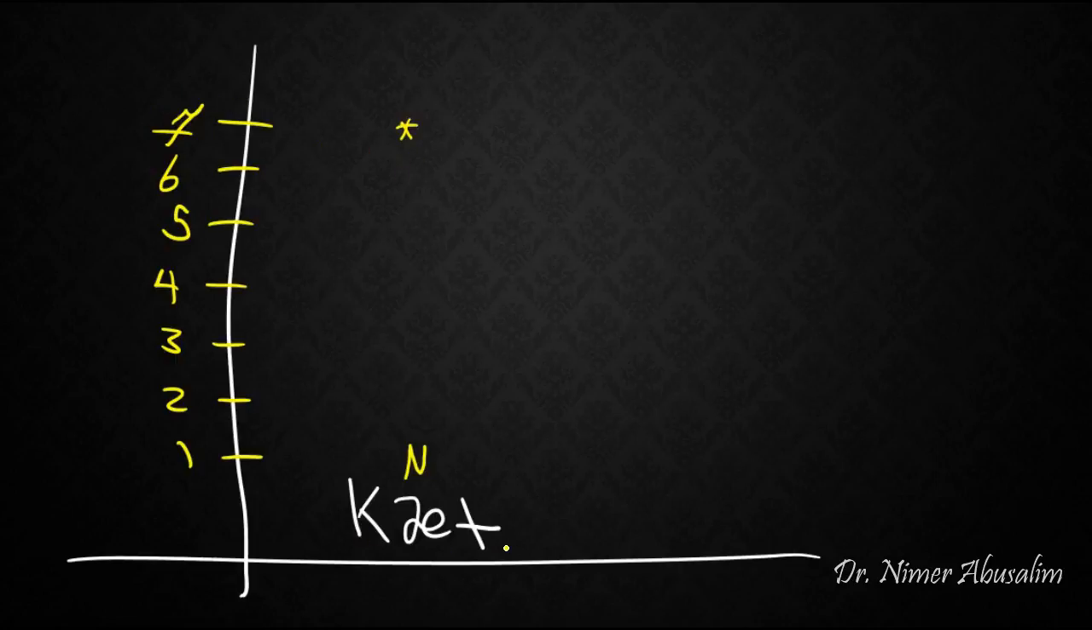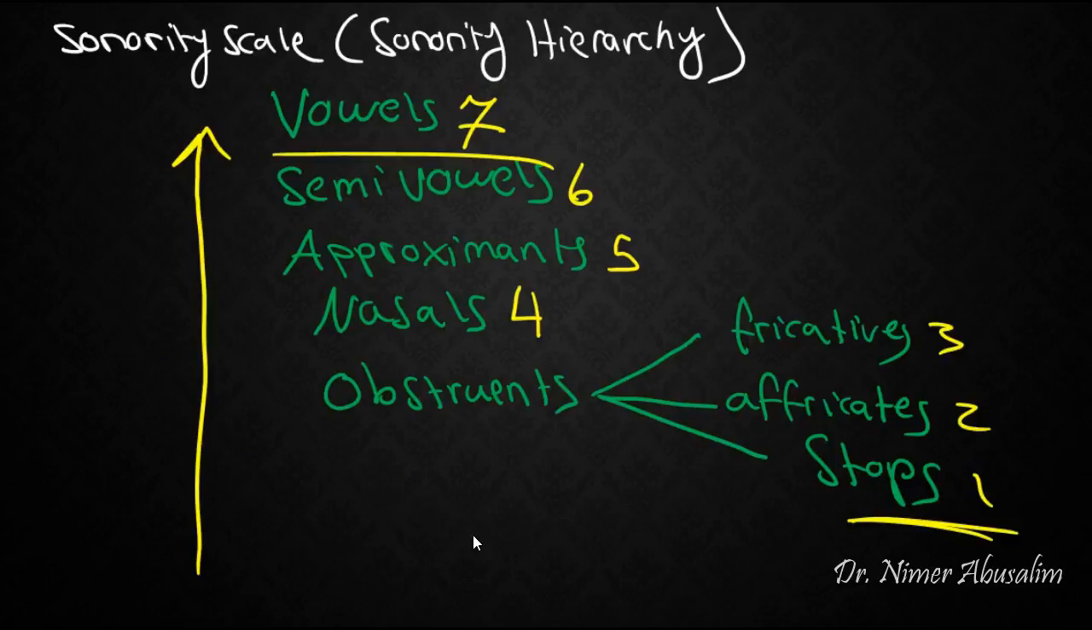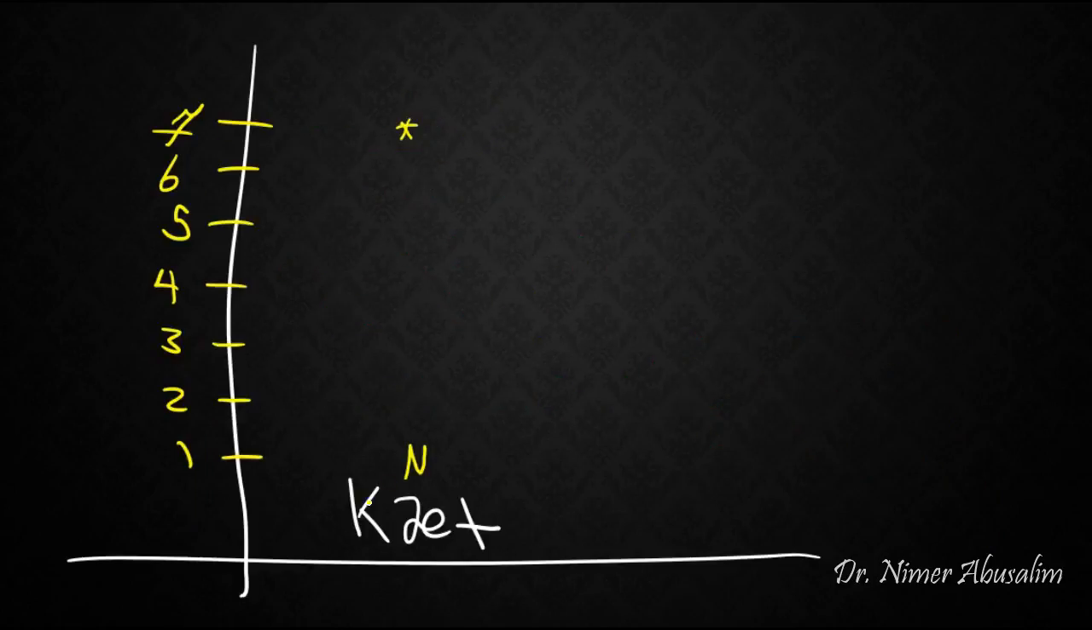We need these to be lower now. K, according to this, is a stop, and so it should receive 1. Therefore, we will map it onto here, so it goes right there. The T sound is also a stop. It receives 1, so it goes right there. Now what we have is something that looks like a pyramid shape, with the nucleus as the peak.